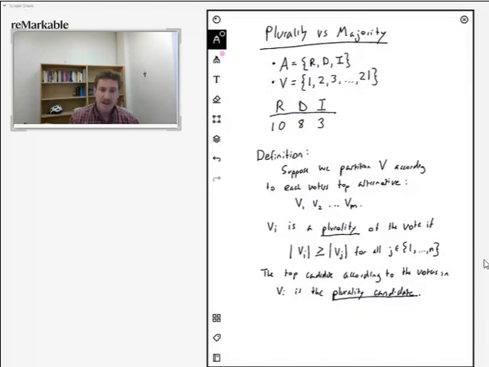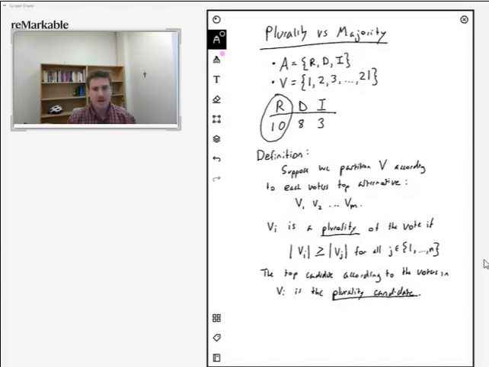So if we look back to this example we had, with the 10 people favoring the Republican, 8 people favoring the Democrat, and 3 favoring the Independent, the Republican would count as the plurality vote winner there, because the size of the set of voters that favor them is 10, which is bigger than either 8, the size of the set of voters that favor the Democrat, or 3, the size of the set of voters that favor the Independent. So in this example, the Republican would be the plurality candidate.